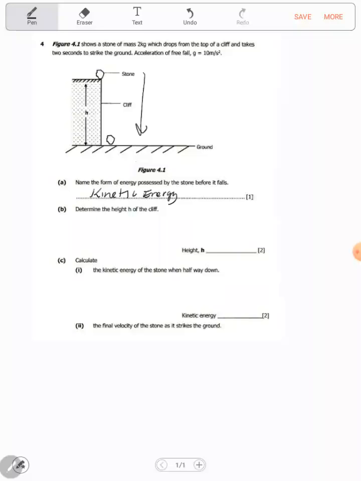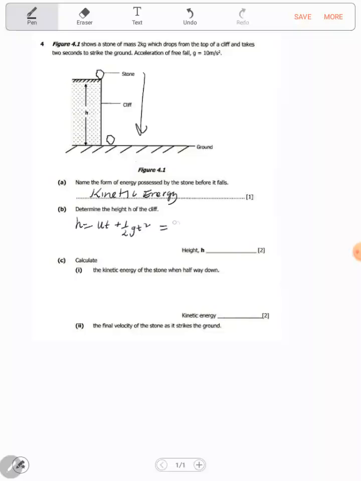Determine the height of the cliff. Now, since the stone is dropping under the influence of gravity, we are going to use one of the laws of motion, I think second or third, which states that the height of the falling object is equal to initial velocity times time plus half acceleration and time squared.